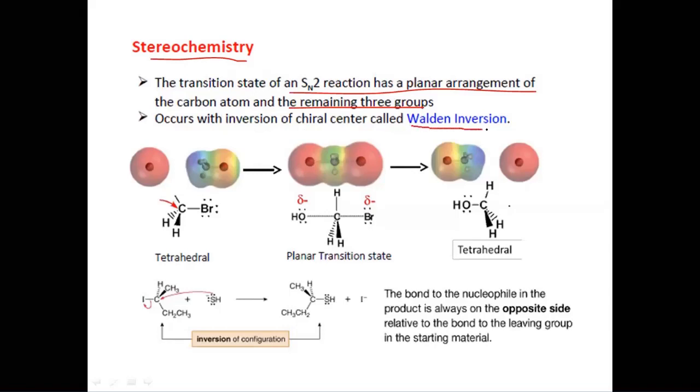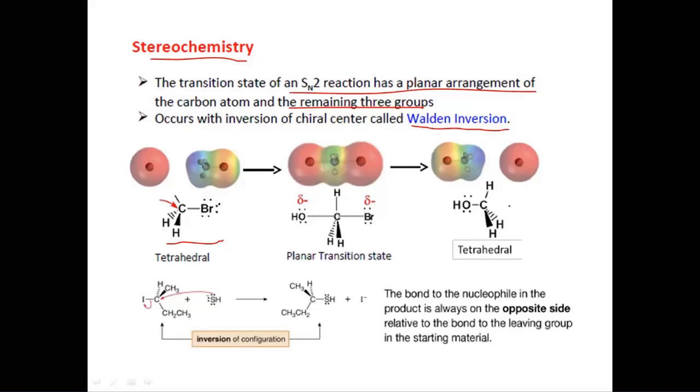I think one of you said in the last class that Walden inversion can be expected in the SN2 reaction, right? Yes. So if you want to notice Walden inversion, then the substrate needs to be an optically active substrate. If it is not optically active, like methyl bromide, and the nucleophile attacks the methyl bromide, then you can expect only methanol. So there is no stereochemistry with respect to the formed methanol.